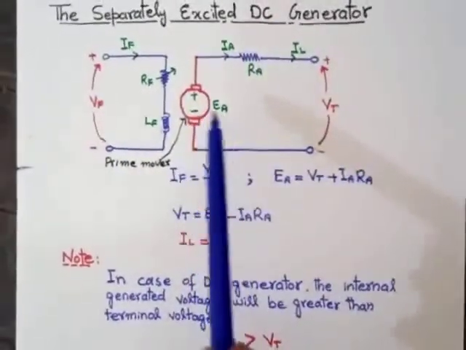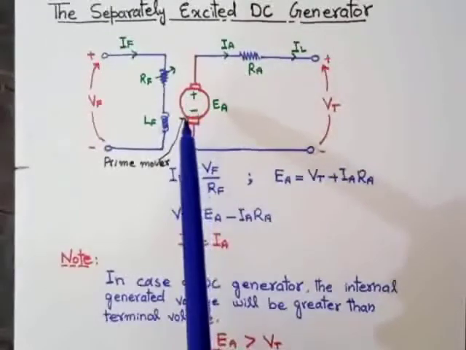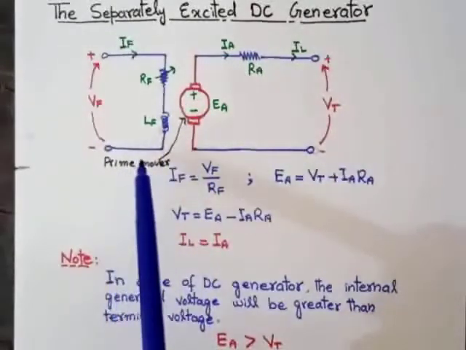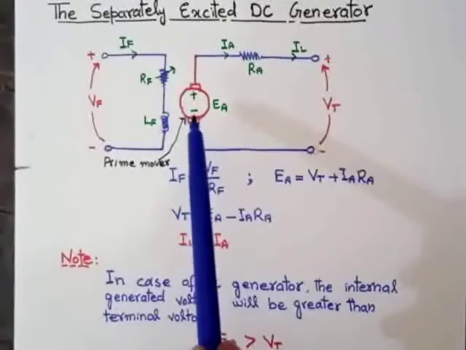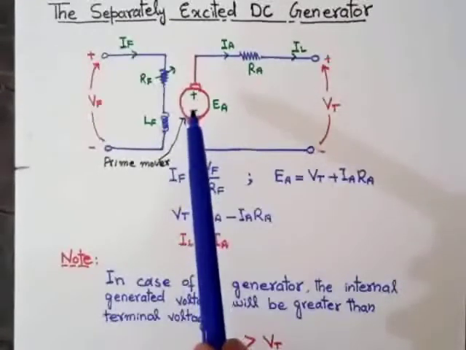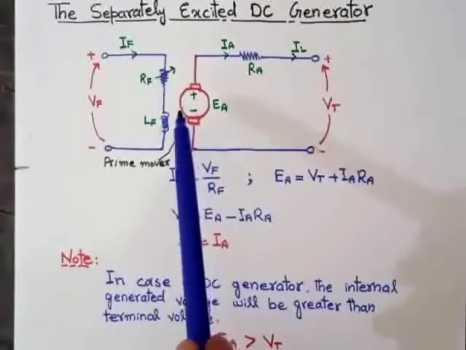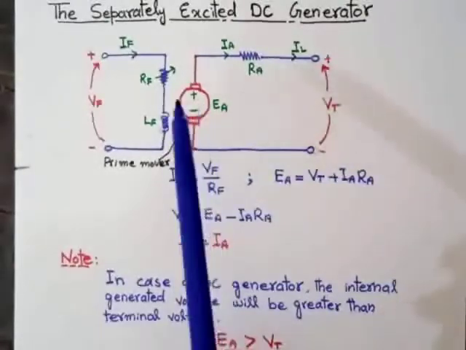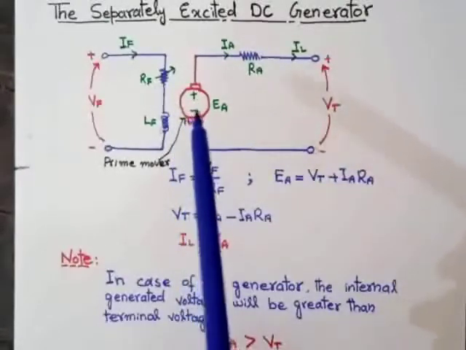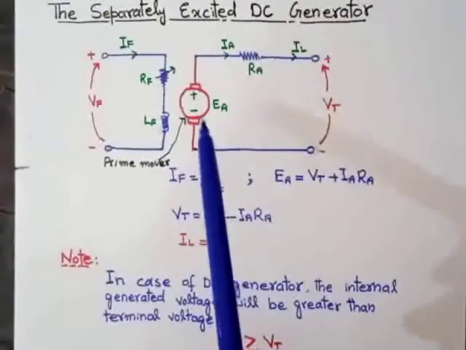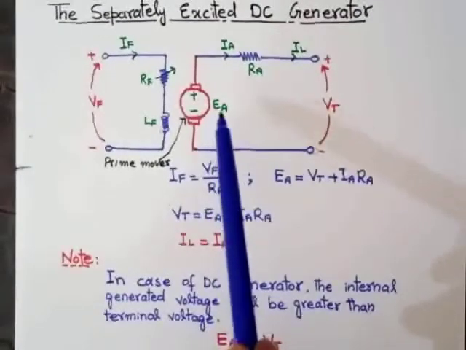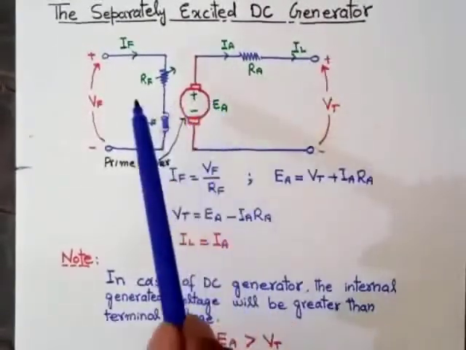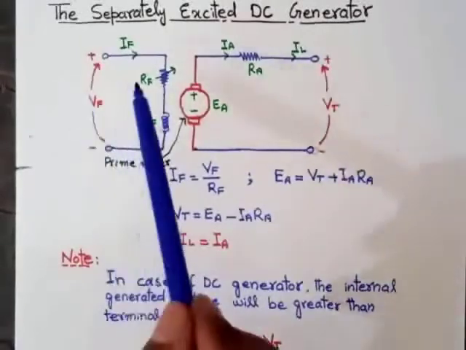And this is the rotating part or rotor. When we give mechanical power to the rotor, then the rotor will start to rotate. When the rotor rotates, then according to Faraday's law of electromagnetic induction, an internal generated voltage will be produced, that is EA voltage will be induced, and the field winding is used to produce the flux.